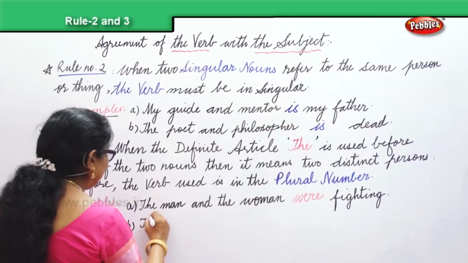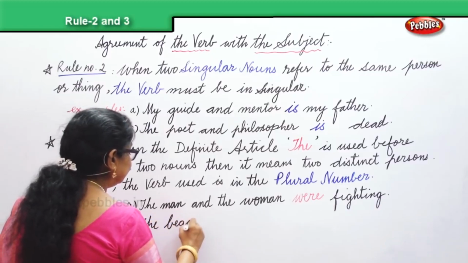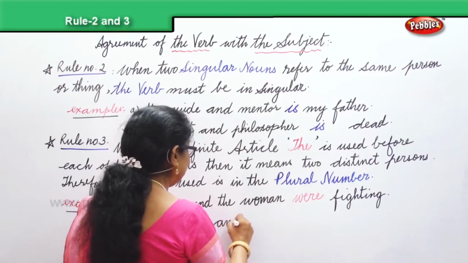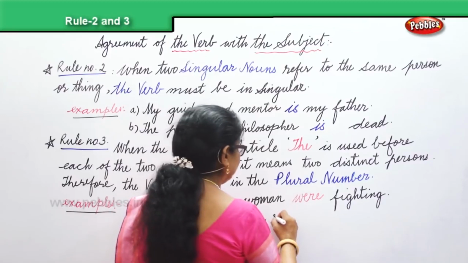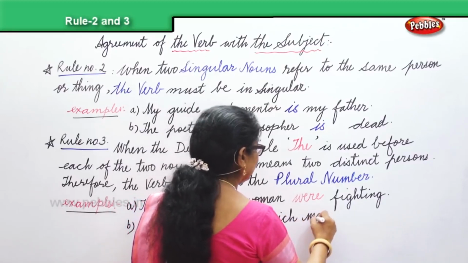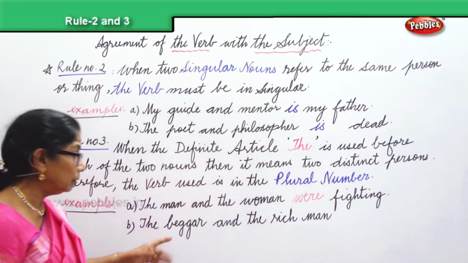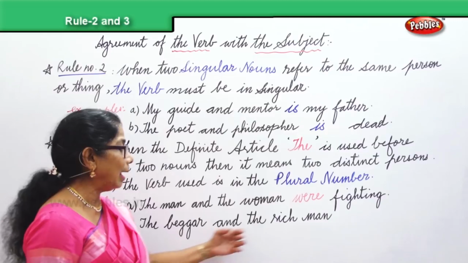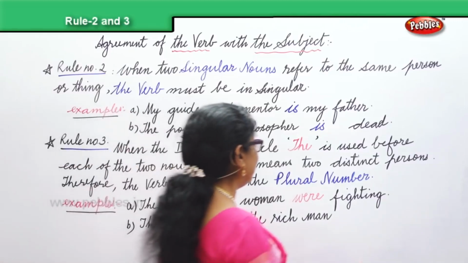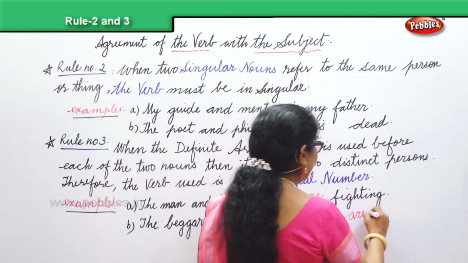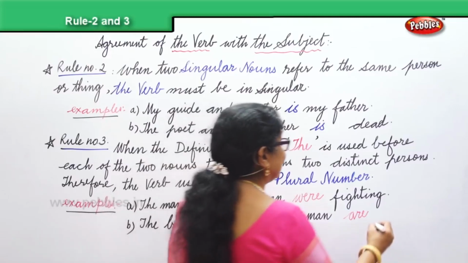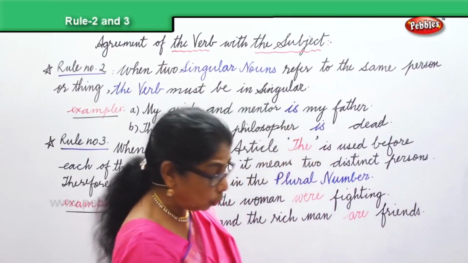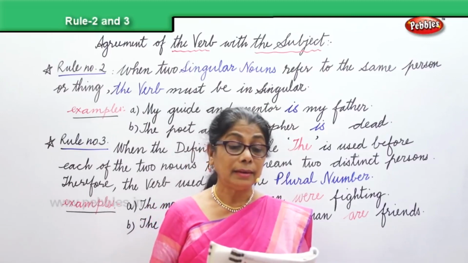Think for you, an example: the beggar and the rich man. Again you have the beggar, one person, the rich man, another distinctive person. So the beggar and the rich man are, the plural form of verb. The beggar and the rich man are friends. So we have done three rules so far in the agreement of the verb.